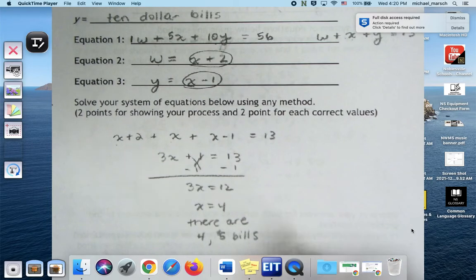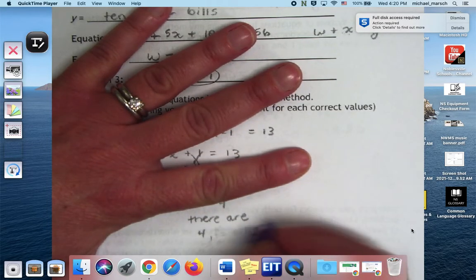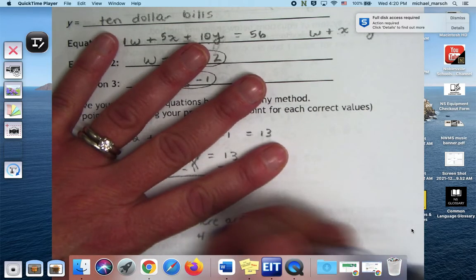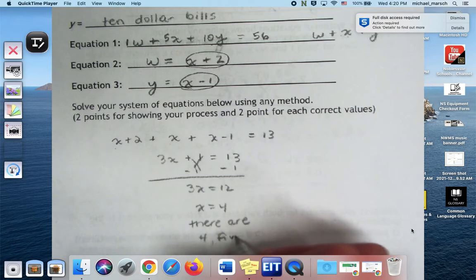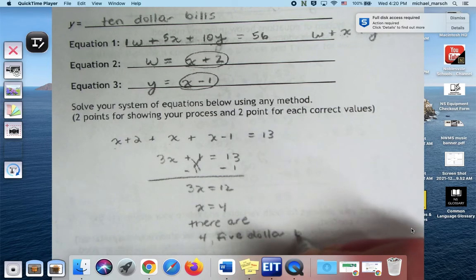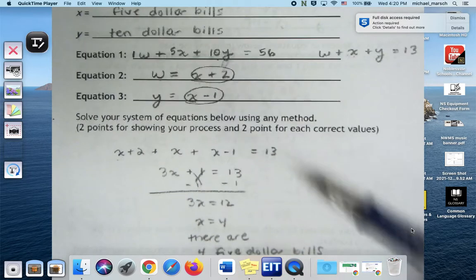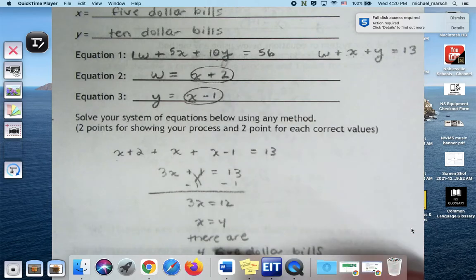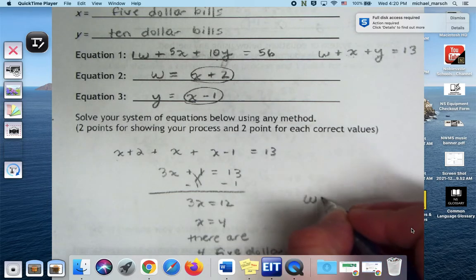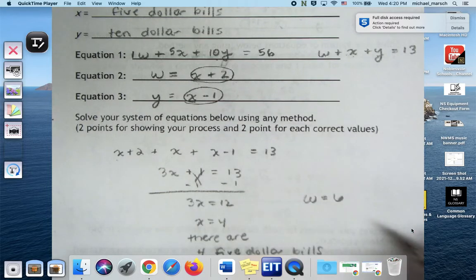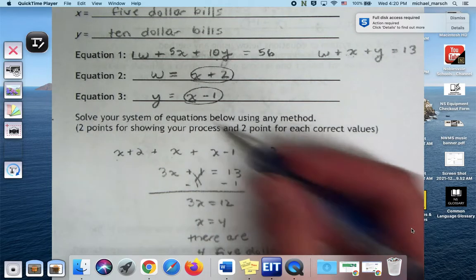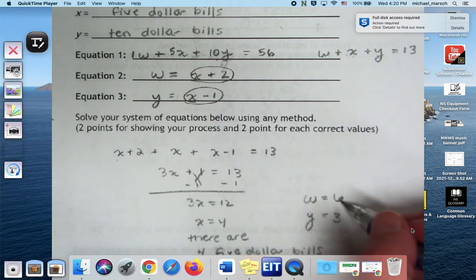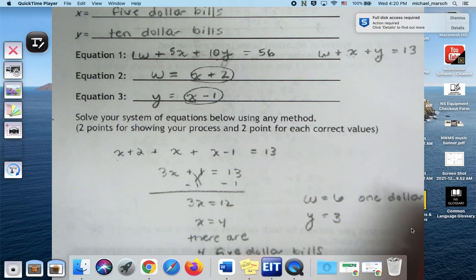Okay. I don't know how else to write that so it's not super confusing. There are 4 $5 bills. So this should help, because as long as I know the X value, I can figure out the W value and the Y value. So if X is 4, W equals 4 plus 2 is 6, and Y is 4 minus 1 is 3. So that gives me 6 $1 bills. And this gives me 3 $10 bills.